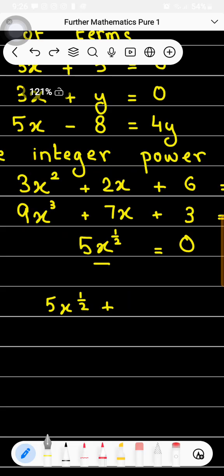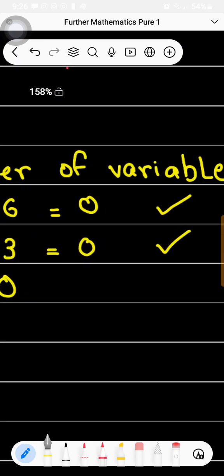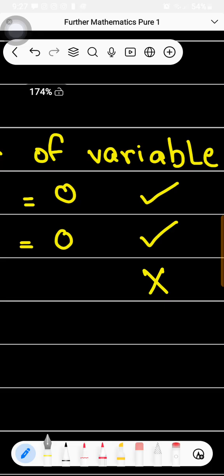Now let's look at the third condition. It says positive integer power, but integers are 1, 2, 3, 4, etc. 1/2 is not an integer, it is a real number. So this is not a polynomial equation, so cross it.